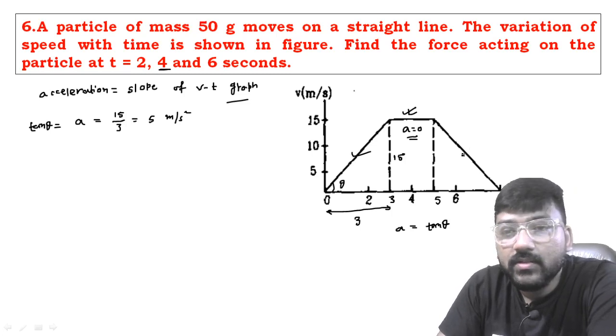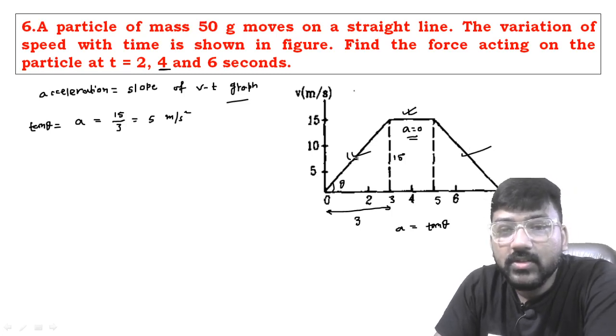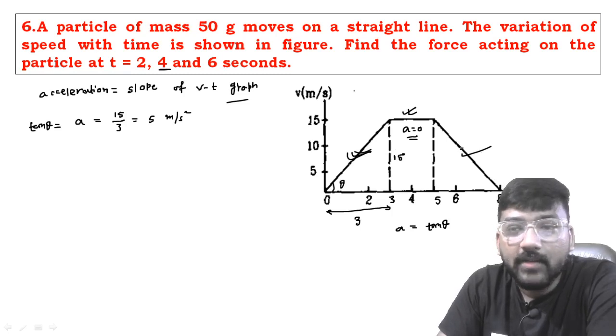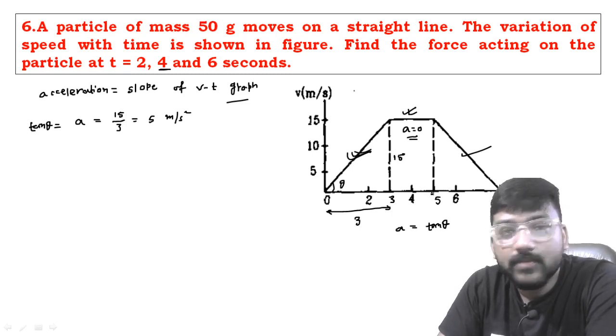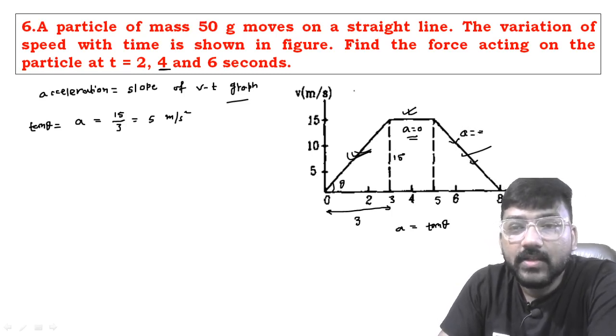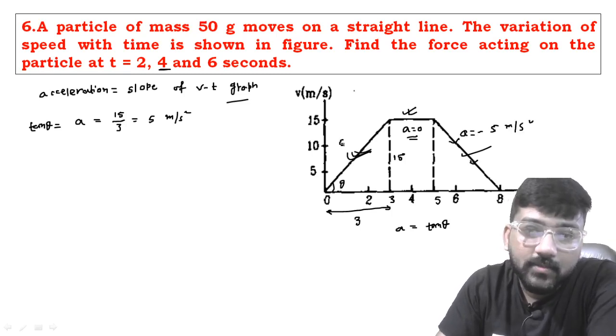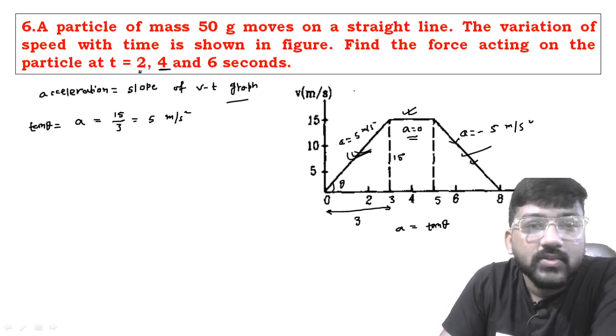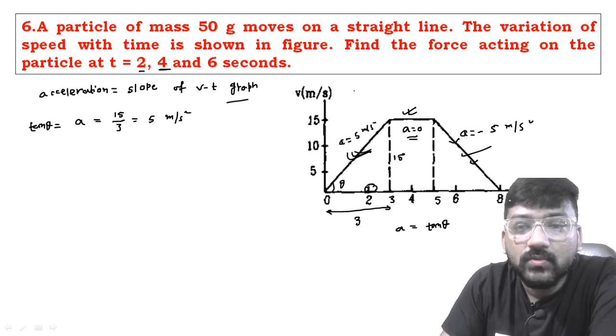And if you see this portion, this is just opposite to this. So the slope of this will be the same, but the acceleration will be negative, because here for the time 5 seconds to 8 seconds, this is deceleration. So here a will be minus 5 meter per second square, and here a will be plus 5 meter per second square. This is the basic difference. So we have 3 points, that is 2, 4 and 6. This is 2, this is 4 and this is 6.